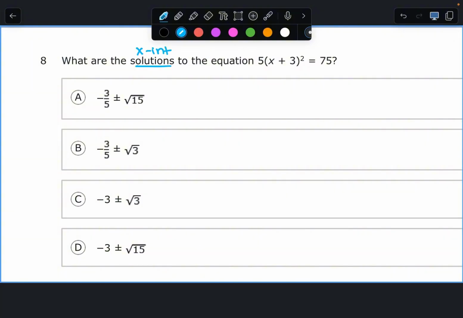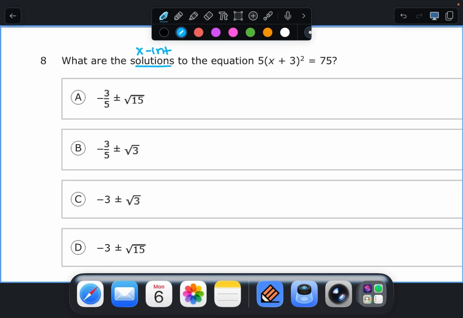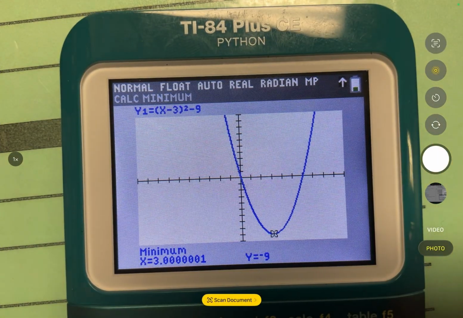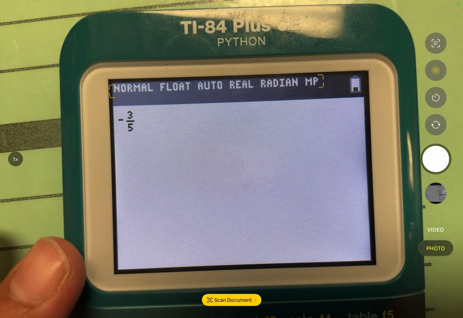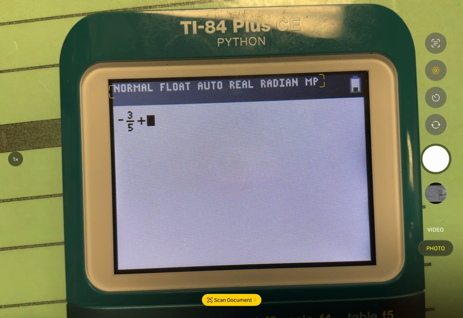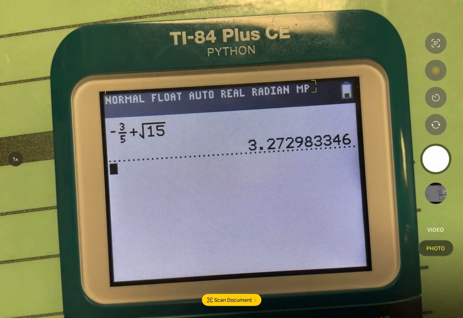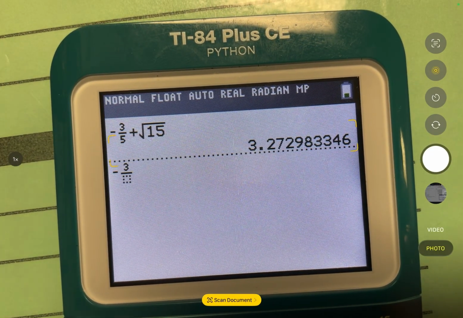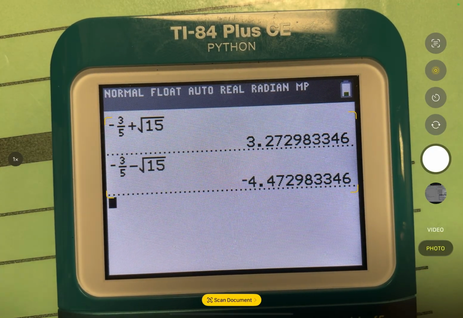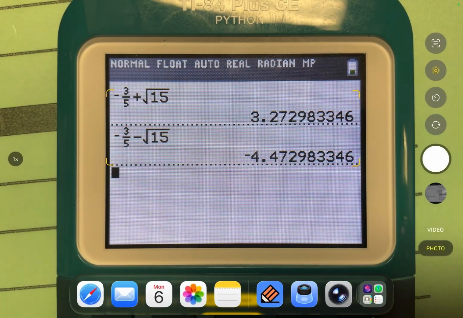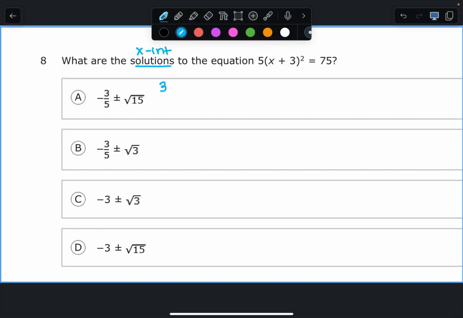So to get the decimal values of the first one, you can't type a plus-or-minus into the calculator. So what you're going to have to do is negative 3 over 5 plus square root of 15, and then also negative 3 over 5 minus square root of 15. So that's the decimal value for both of those x-intercepts. One of them is 3.27. The other one is negative 4.47. Okay?